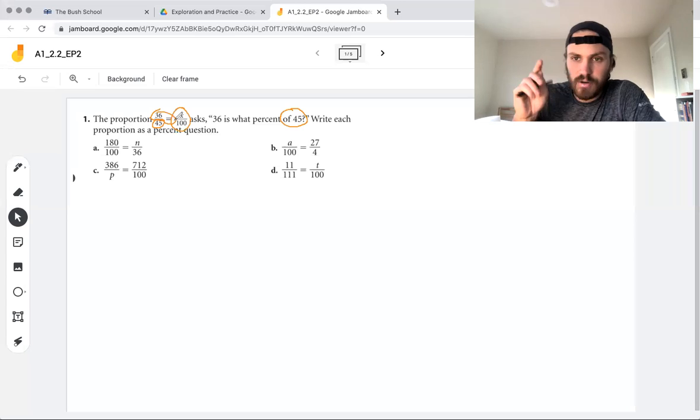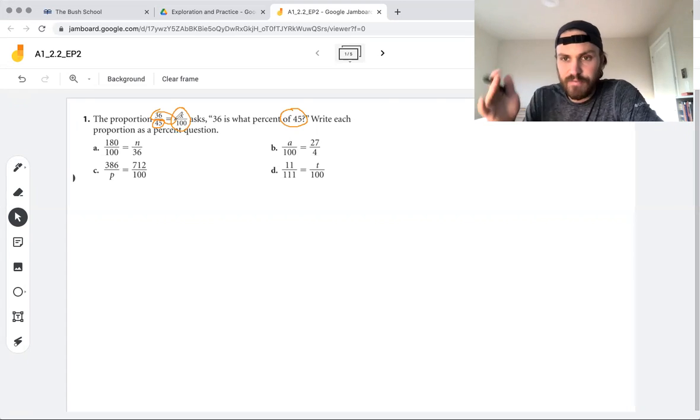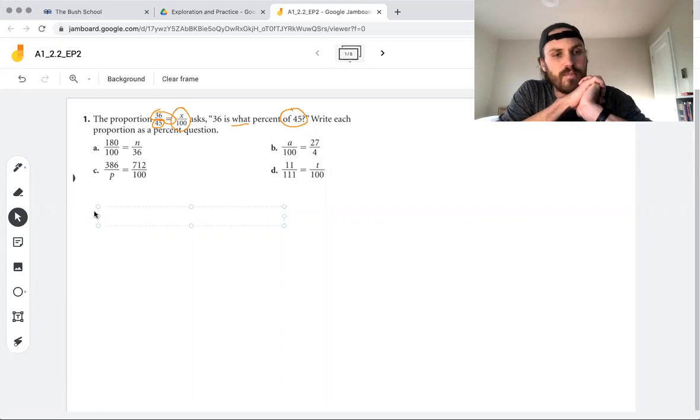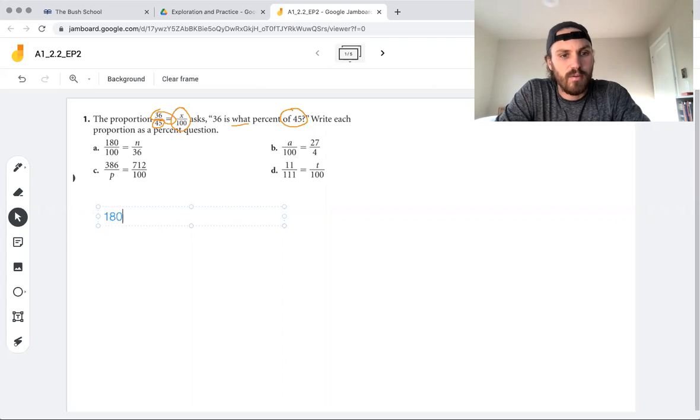Remember that the percent is always half of your proportion, and in this case, since it's what percent, we're looking for the percent, and so we make that our variable x over 100. So let's apply that to A. I'm just going to type here because I think that will be easier. So when I see 180 over 100, I'm thinking 180%.